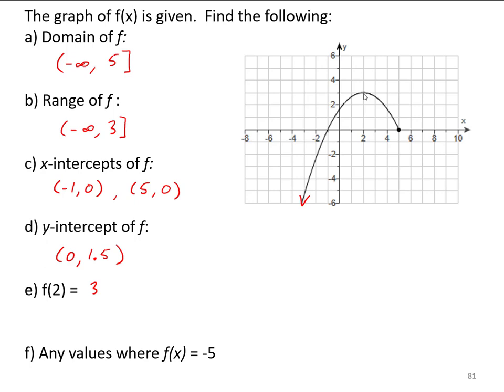Now, similarly, for part F, we want to find any values where f of x equals -5. f of x is another way to say a y value, so we're going to go to where the y value is -5. And on this graph, I'm going to trace to the left, and the x value at that point is -3. So we have the point -3, -5. So where f of x is -5, we have an x value, x equals -3.